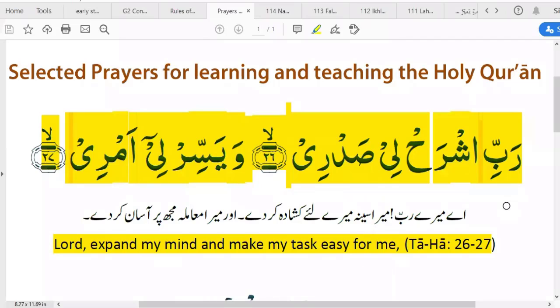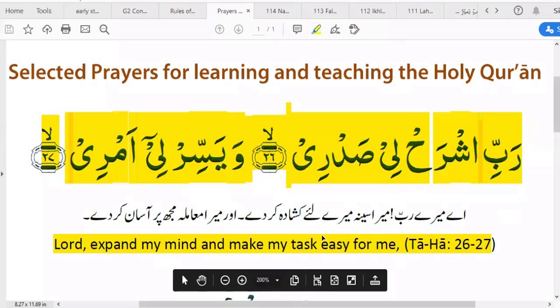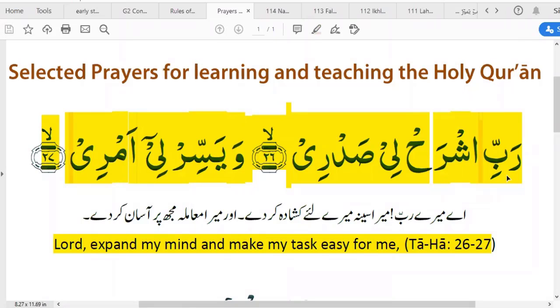أعوذ بالله من الشيطان الرجيم بسم الله الرحمن الرحيم رب اشرح لي صدري ويسر لي أمري.